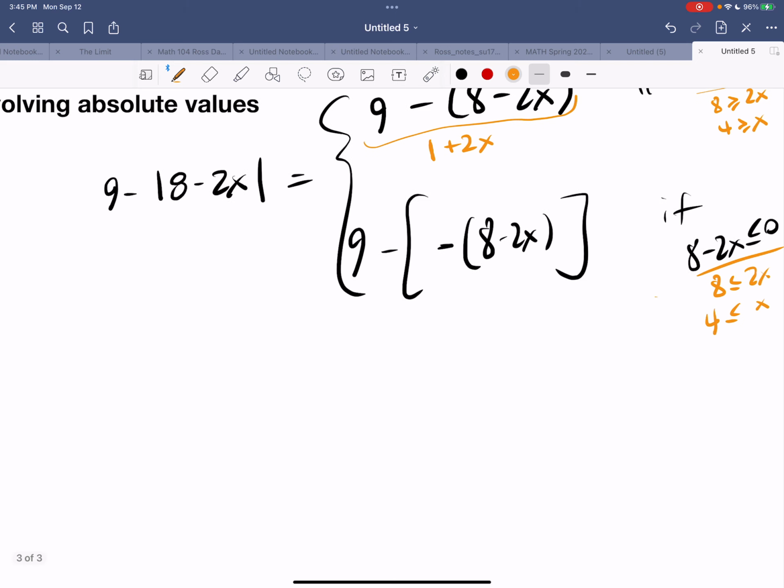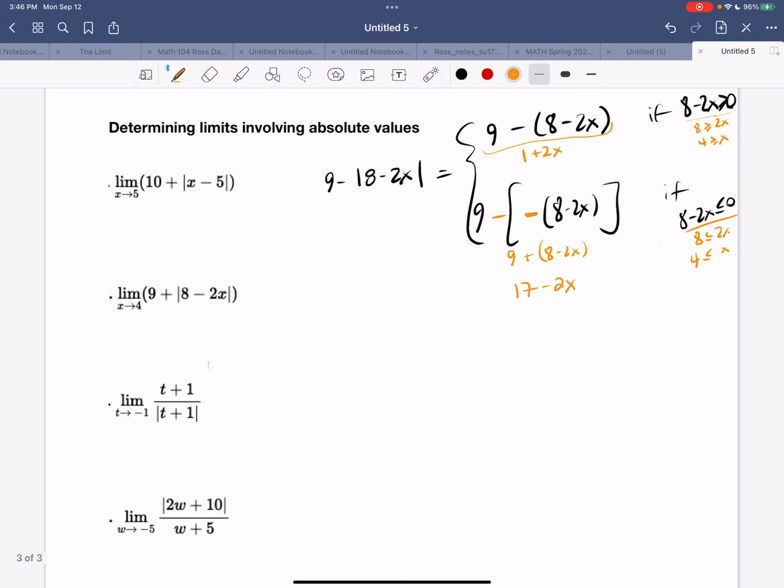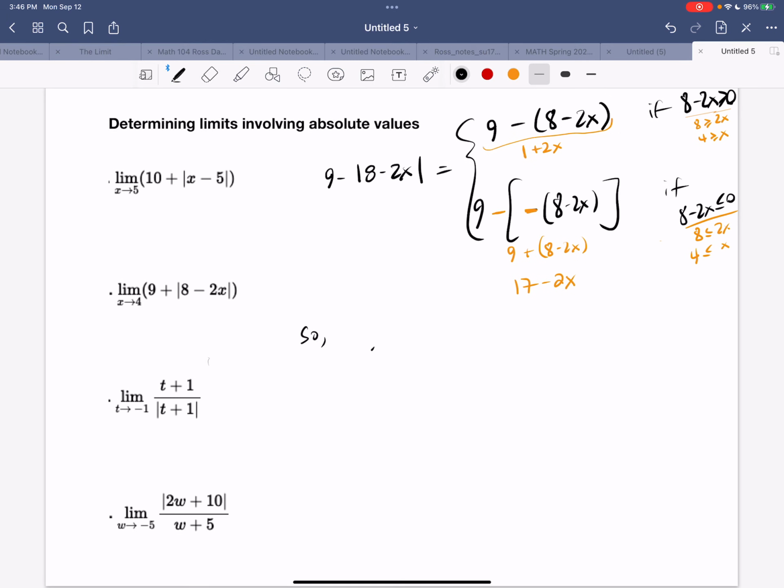And then down here, 9 minus, now notice I have a minus and I have a negative right here. Those cancel each other out, so I'll just have 9 plus 8 minus 2x. So that'll be 17 minus 2x. So when I go to rewrite this function, 9 minus 8 minus 2x is equal to 1 plus 2x if x is less than or equal to 4. And it's 17 minus 2x if x is bigger than or equal to 4.